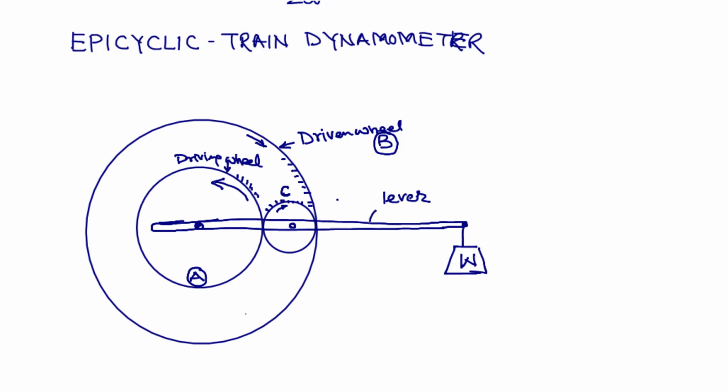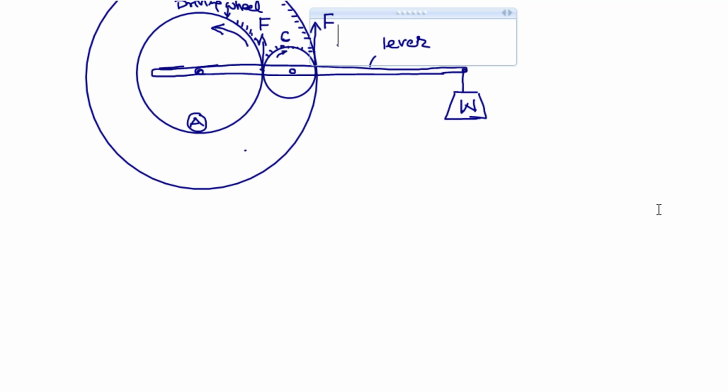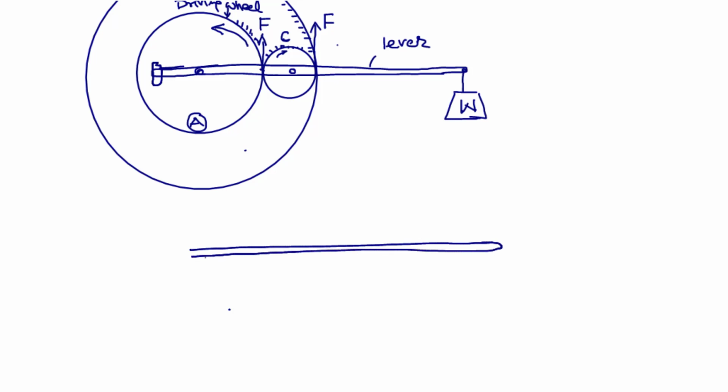When the driving wheel rotates anti-clockwise, the forces at this point act at pinion C: this is F, and this is F. If you draw a free body diagram of the lever, this is the counterweight, and this is the lever.